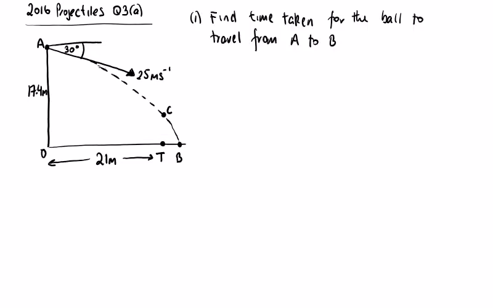So if we look at the initial velocity of this ball, it's going to be 25, which is u, times cos 30, which is the angle, in the i direction, and it's going to be plus 25 sin 30 in the j direction. Cos 30 is root 3 over 2, so 12.5 root 3 times i, and just plus 12.5 times j. The sine of 30 is a half.